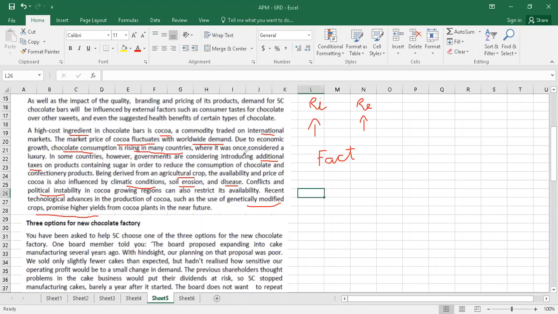To proceed further, there are 3 options for the new chocolate factory.